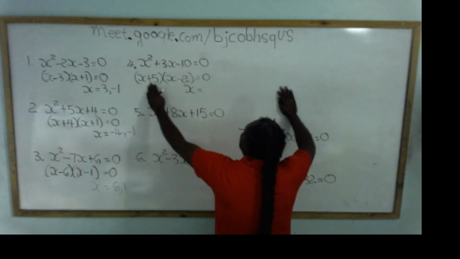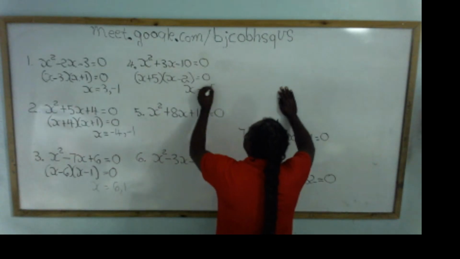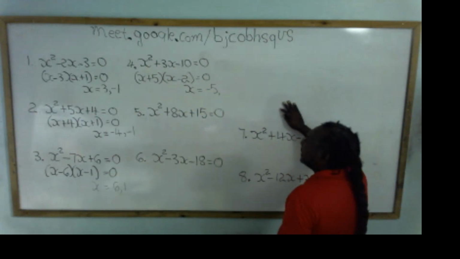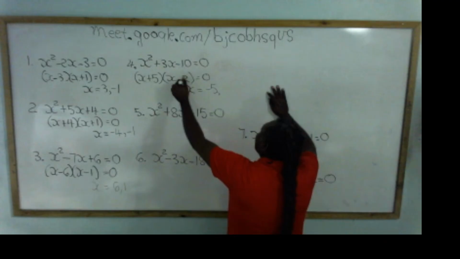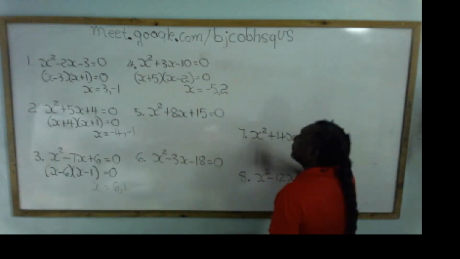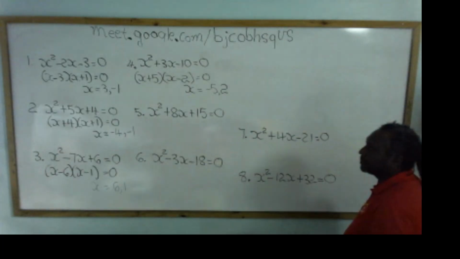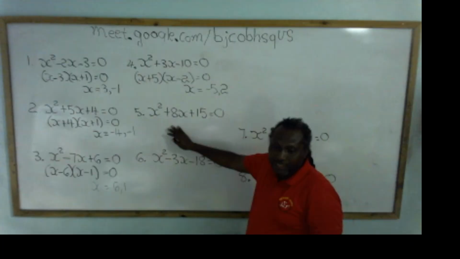X plus 5 is equal to 0. We will eliminate positive 5 by subtracting 5. So we'll have a negative 5 on the right. And also, x minus 2 is equal to 0. We'll eliminate this negative 2 by adding 2. So we'll have a negative 5 and a positive 2 for our answer. Now, we'll not look at the final details for these, because we have done that for the first 4.